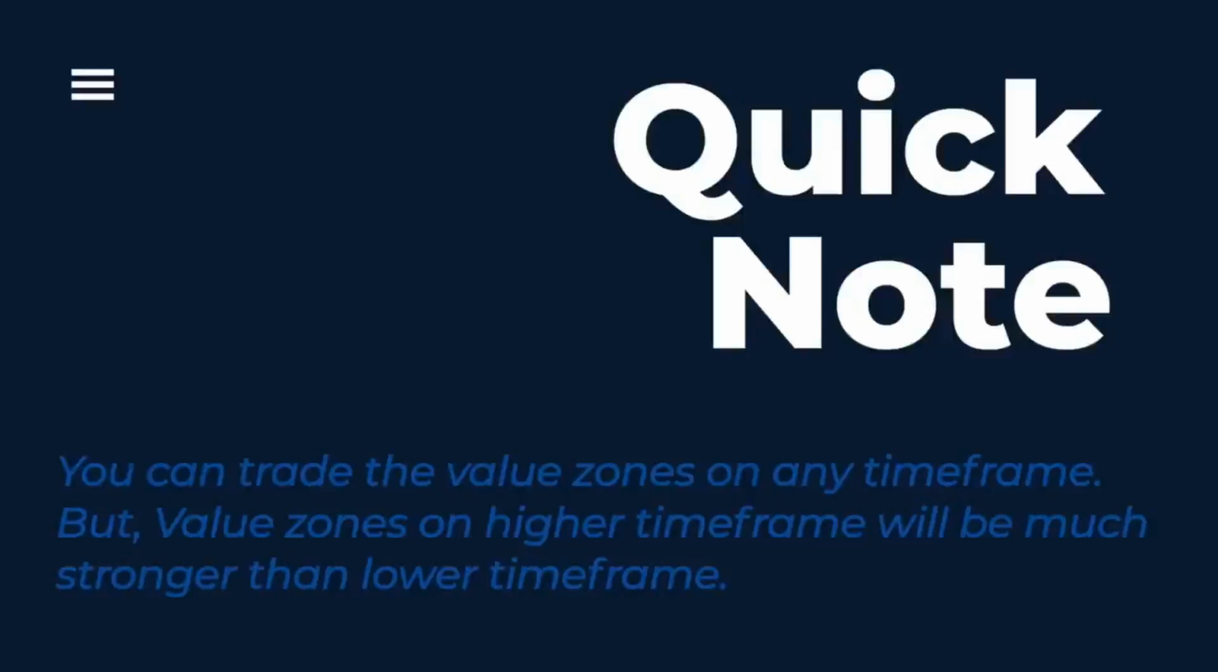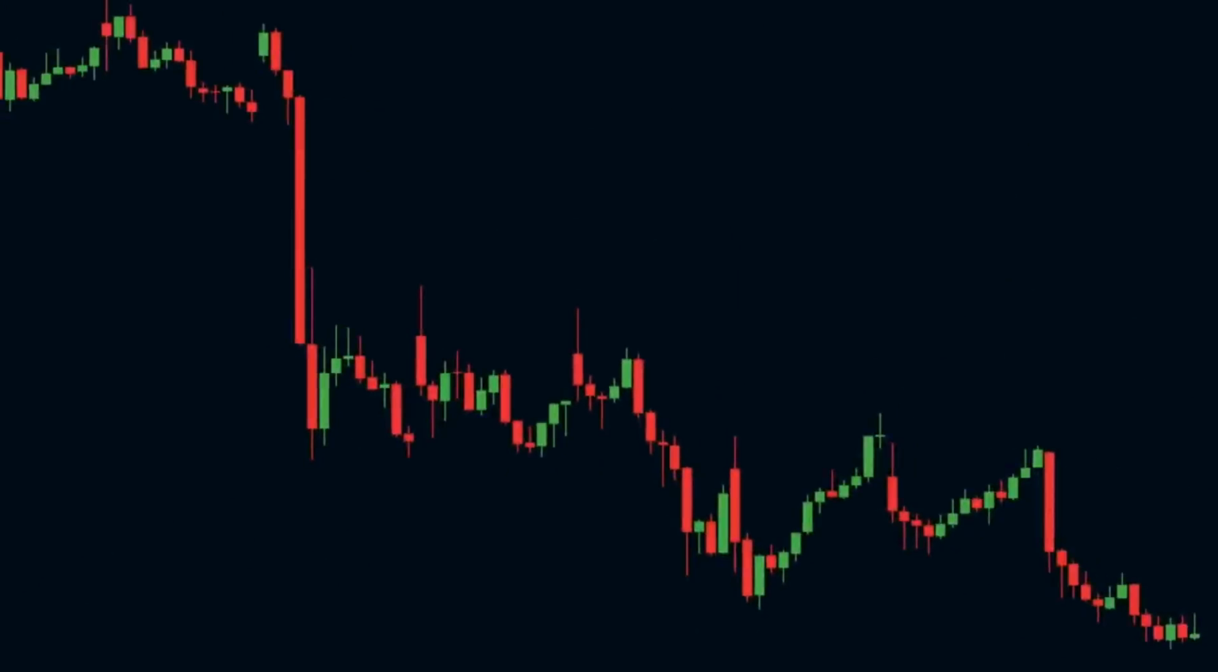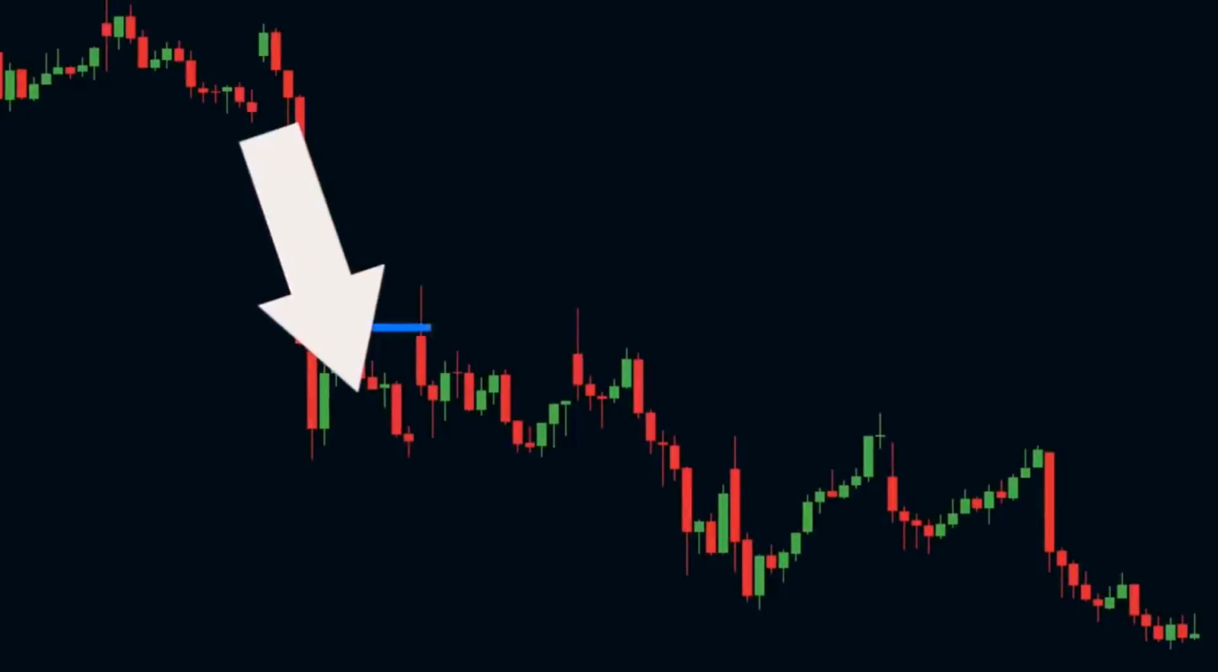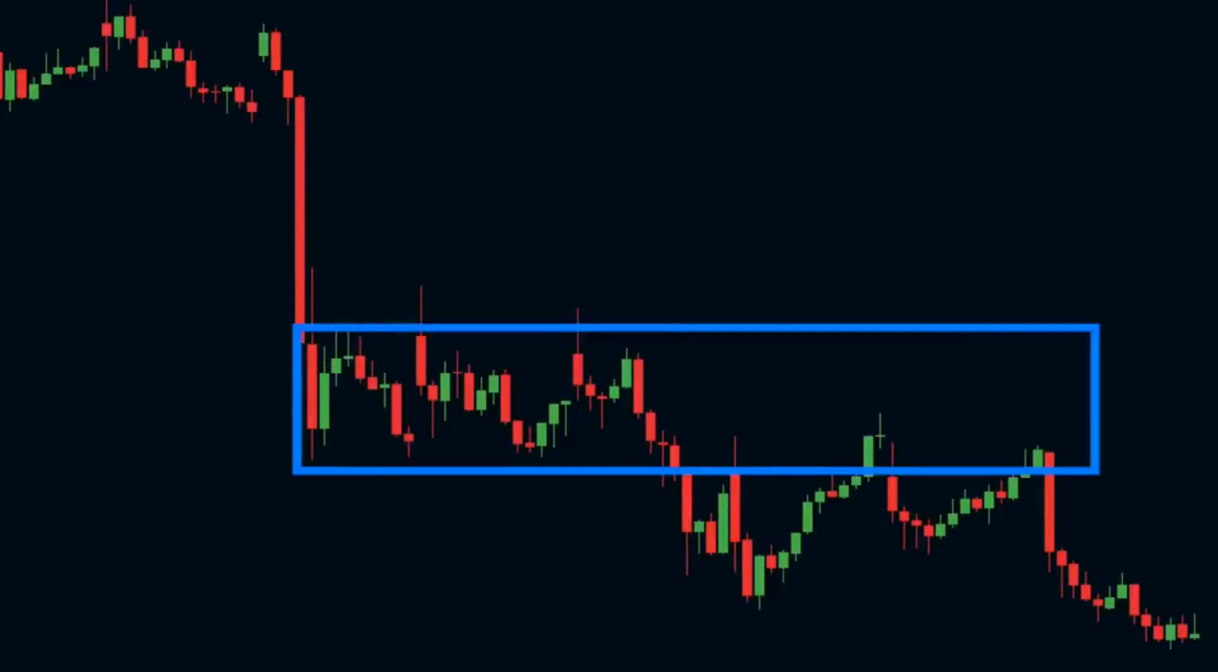Here's the first example on this chart. We can see that initially the price created this down move and it found value in this area. The buyers came in and bought at the lower boundary, while the sellers came in and sold at the higher boundary. As a result, the price forms a sideways range. The price breaks below the range and trades lower at this point. We mark the value zone with a rectangle.